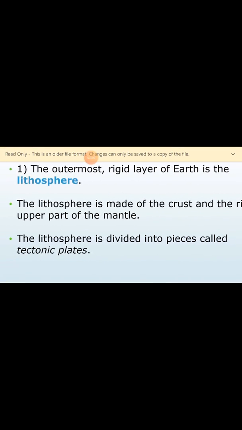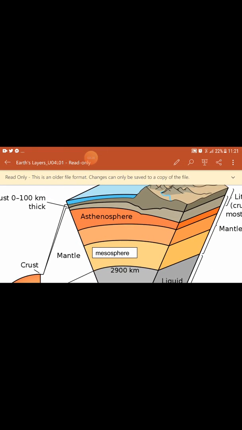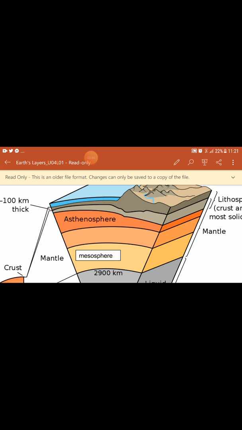Then the asthenosphere is under the lithosphere, and it is made of the soft part of the mantle, the softer part of the mantle that can move more, okay, slowly. It moves slowly, but it can move. And the tectonic plates above it are moving.